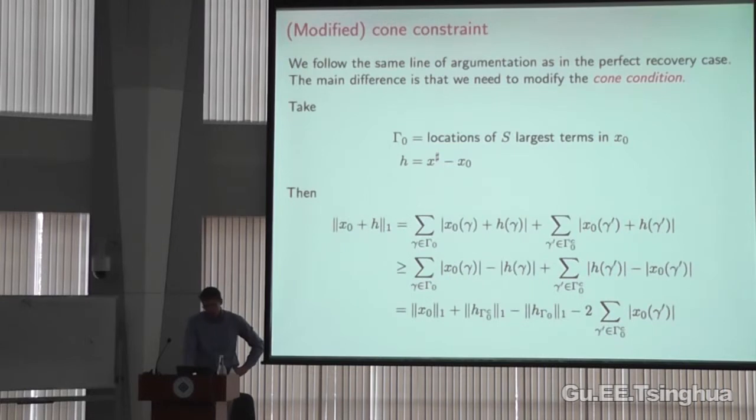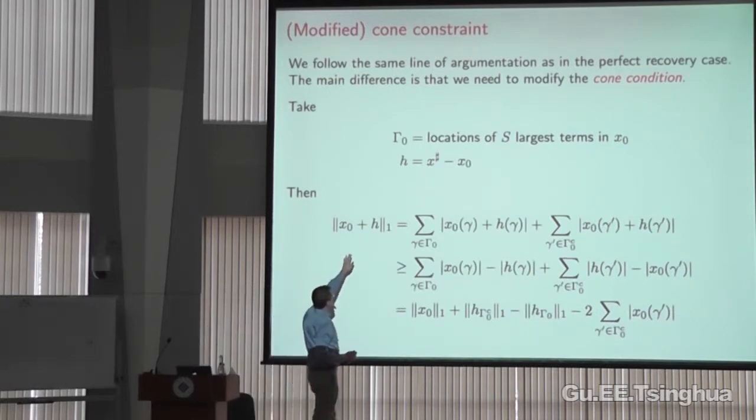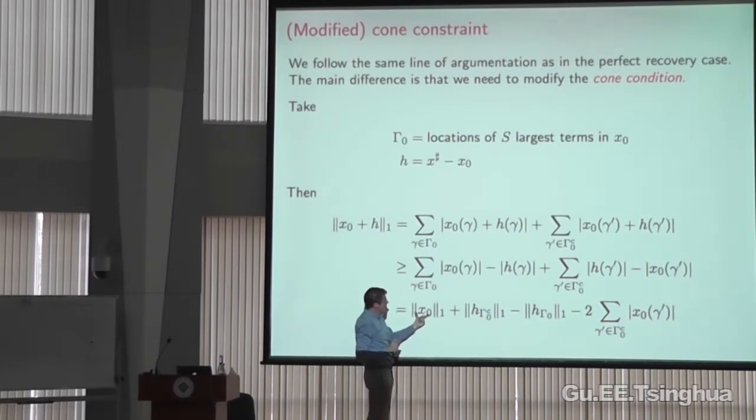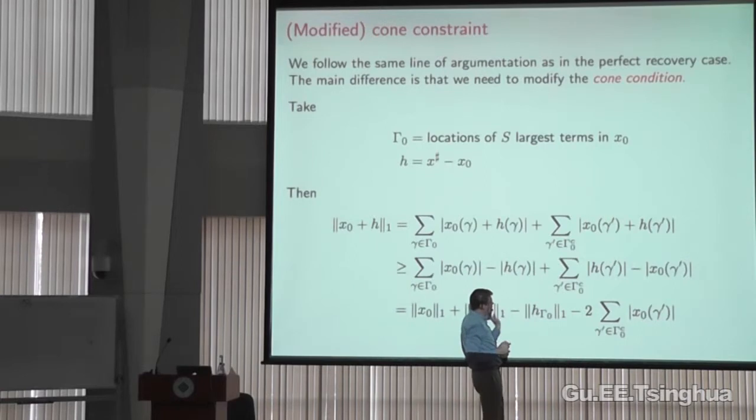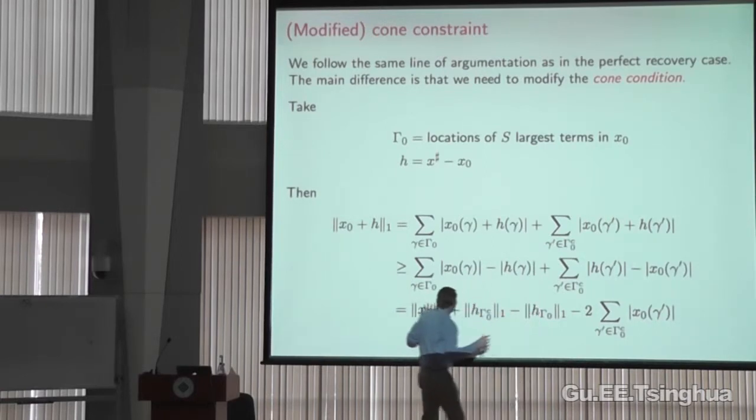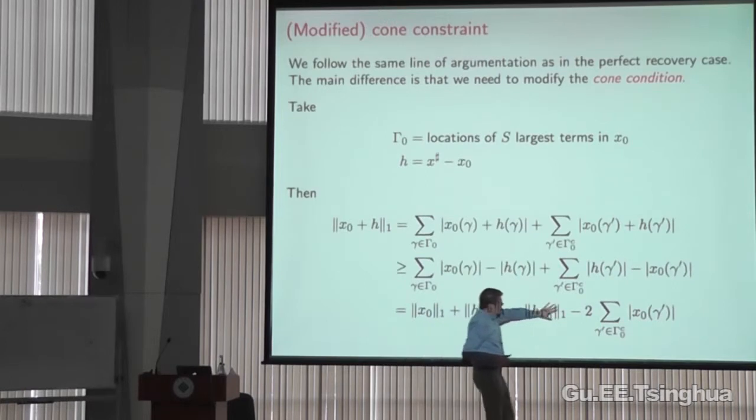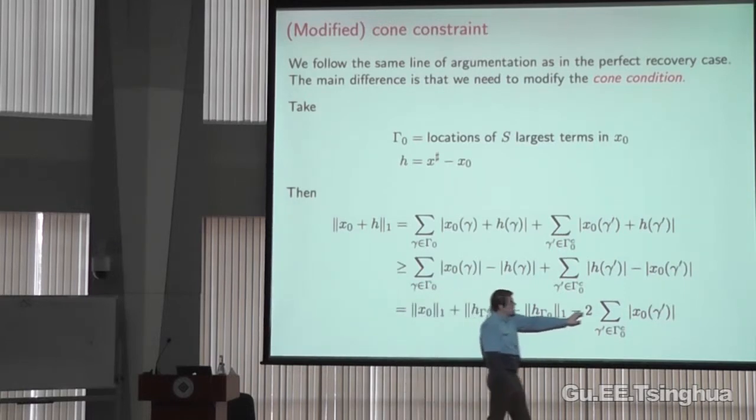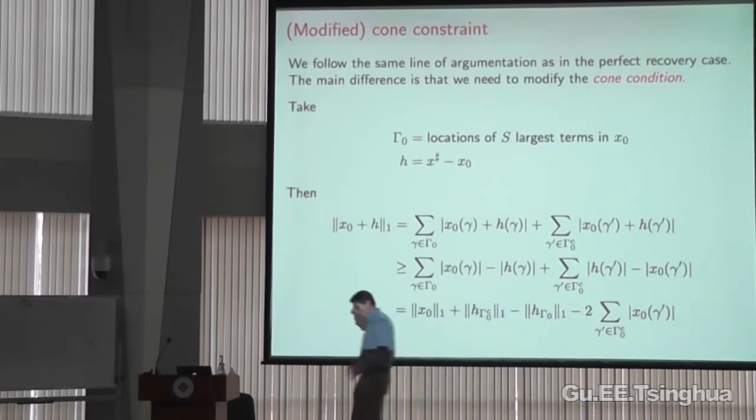And so what we have is this statement: if I have a descent vector h, which lowers the L1 norm of x naught, then the L1 norm of x naught plus h is equal to the L1 norm of x naught plus the difference between these L1 norms on the support of h. That is essentially exactly what we had when x naught was exactly sparse, but then I have this additional term: twice the sum of the values of x naught off the support.